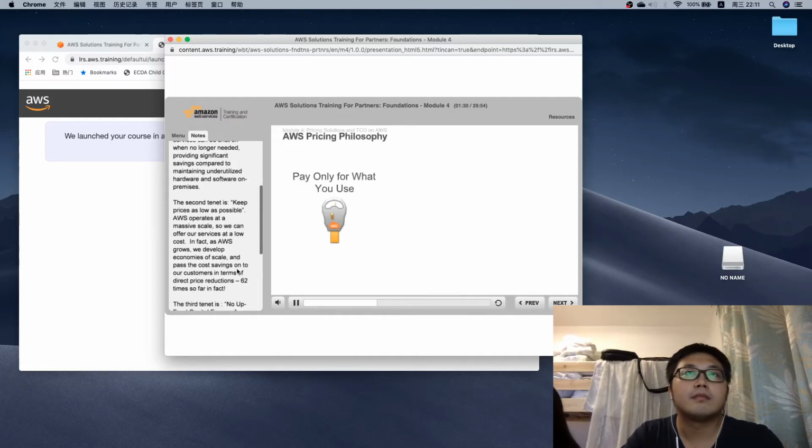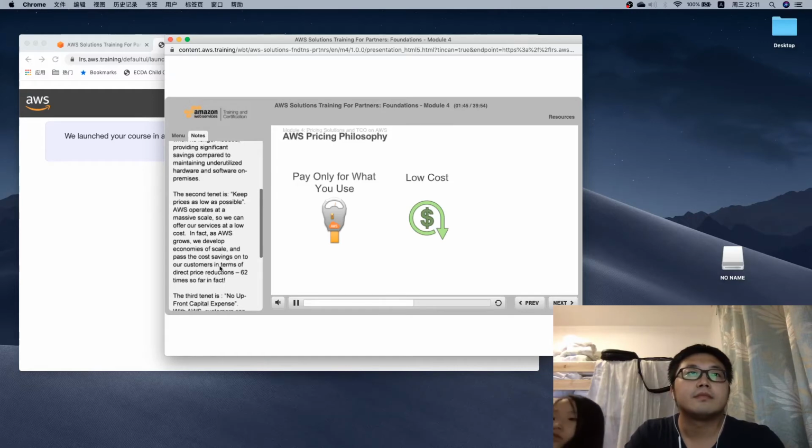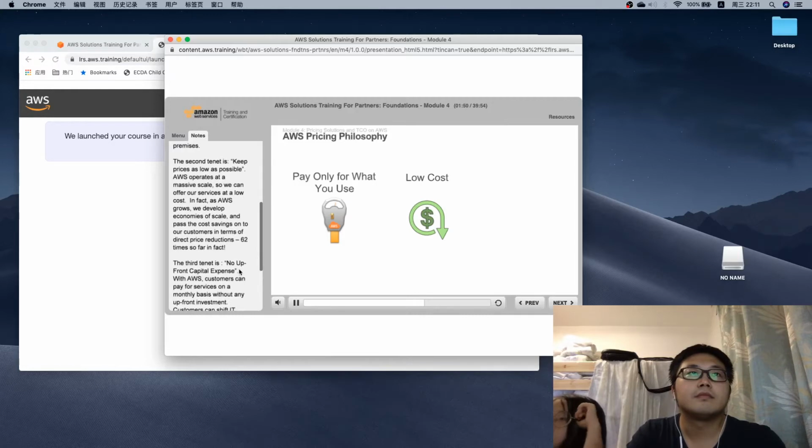The second tenet is keep prices as low as possible. AWS operates at a massive scale, so we can offer our services at low cost. In fact, as AWS grows, we develop economies of scale and pass the cost savings on to our customers in terms of direct price reductions. 62 times so far, in fact.